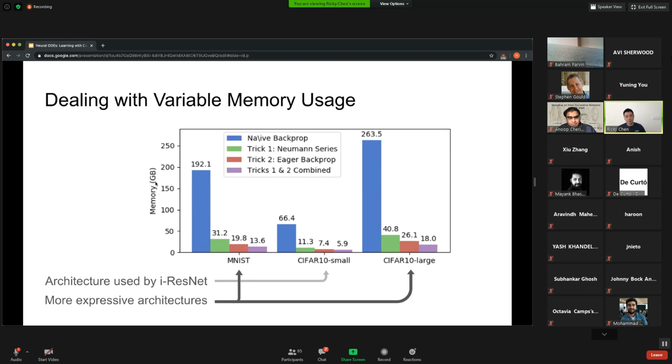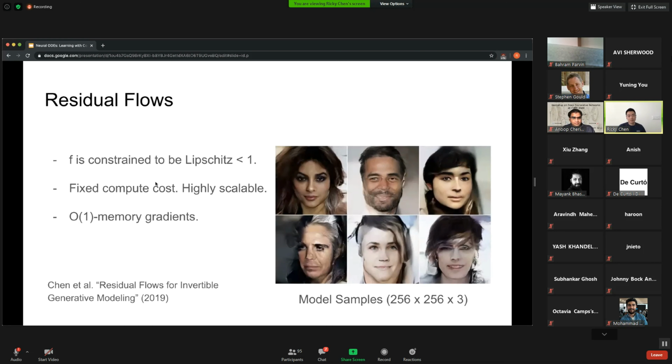So the combination of a few tricks, including the gradient estimation, basically allows us to train very large models with as small amount of memory cost as possible. The quick summary for visual flows is that this invertible ResNet architecture constrains the dynamics function, and then that lets us use a fixed discretization.